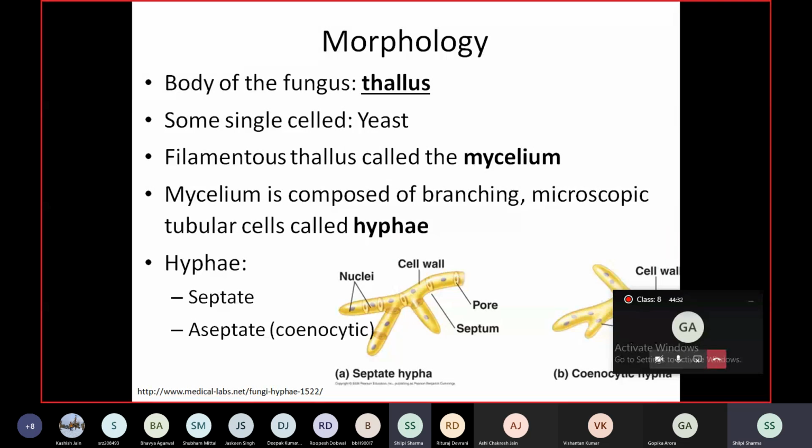Coming to the morphology of the fungus, the body of the fungus is called a thallus. Now here there may be a little confusion in terminology, so please ask me if you don't understand. The body is called thallus. This is a multicellular body without any conducting tissue. This is how it differs from plants and animals, which have a well-developed conducting tissue.